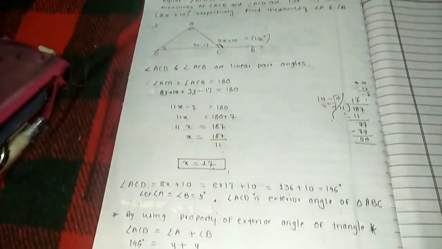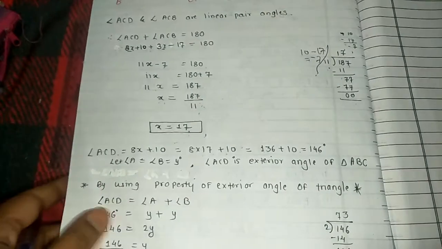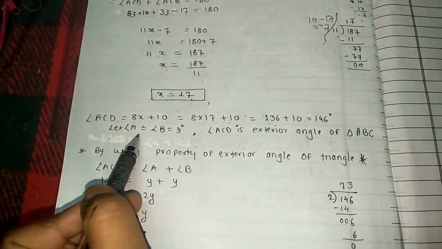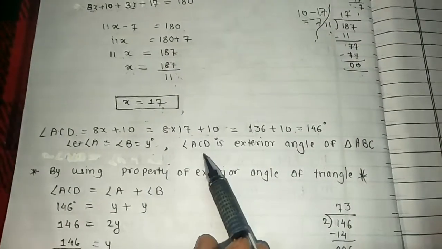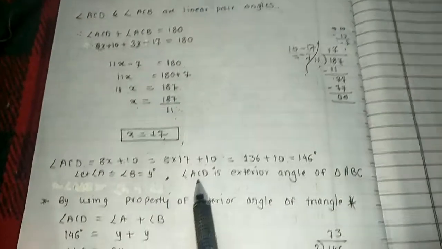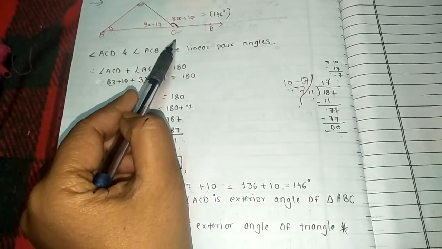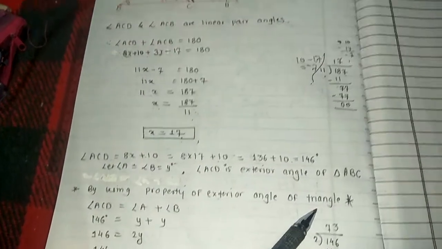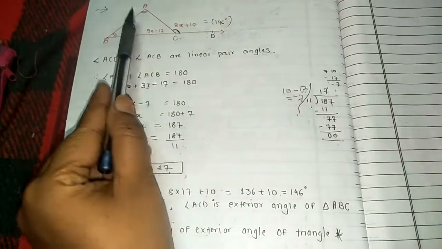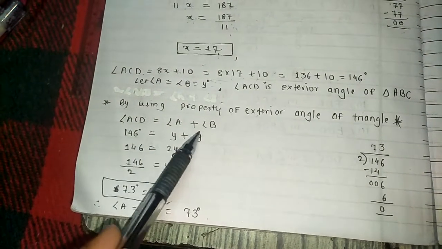Now we are going to find the angles A and B. They are both equal angles, as given in the question. So let angle A equal angle B equal y degrees, and we use the exterior angle property. Angle ACD is an exterior angle of triangle ABC. Therefore, by the property of the exterior angle of a triangle, its measure equals angle A plus angle B. So the measure of angle ACD equals angle A plus angle B.